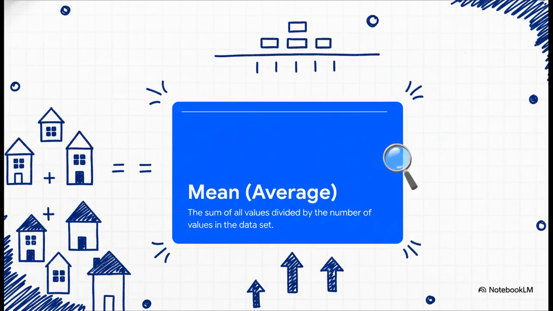The idea is super simple, right? You just add up all the numbers you have, and then you divide by how many numbers there are. It's supposed to give you a single number that summarizes the whole group. It's the go-to tool for a reason, so let's see what it tells us about our house prices.